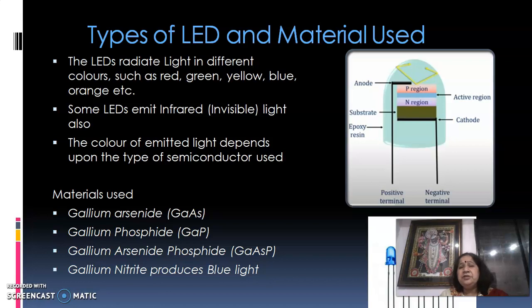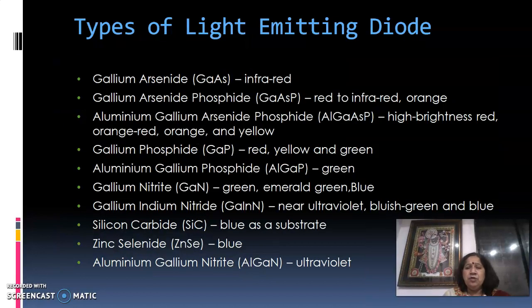There is a basic difference in the materials which are used in the construction. For PN junction diode, we know that germanium and silicon are more commonly used, whereas for LEDs, since they radiate light in different colors, red, green, yellow, blue, orange, and so on, some LEDs even emit light which is not visible to the eyes. The color of emitted light depends upon the type of semiconductor material used. So the commonly used materials in the construction of LED are gallium arsenide, gallium phosphide, gallium arsenide phosphide, and gallium nitride, which helps in radiating blue light.